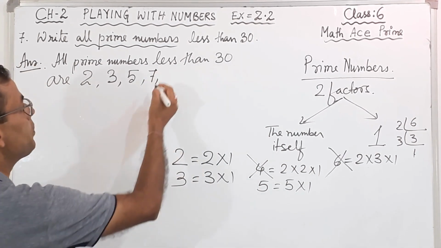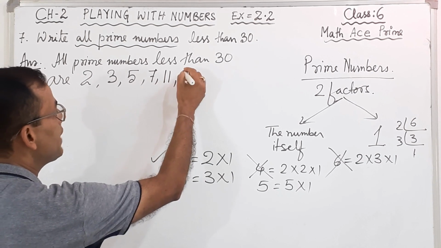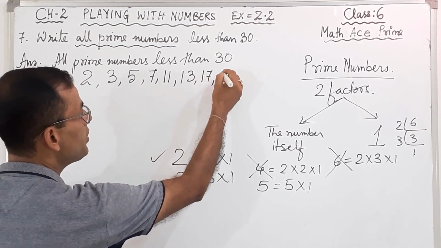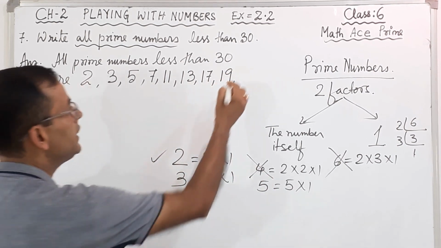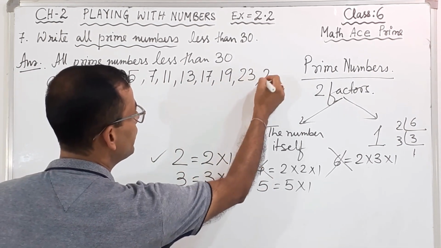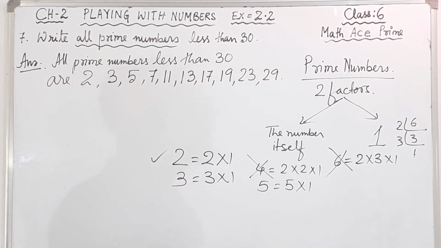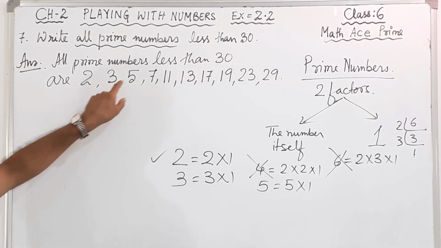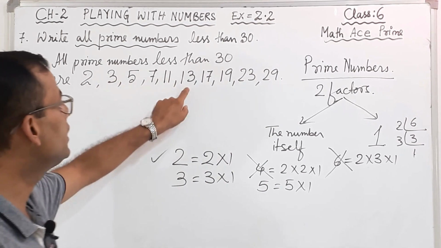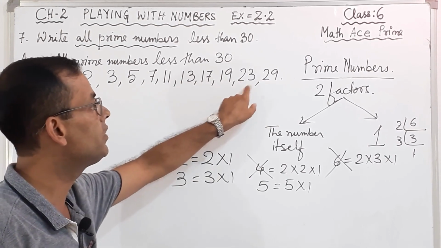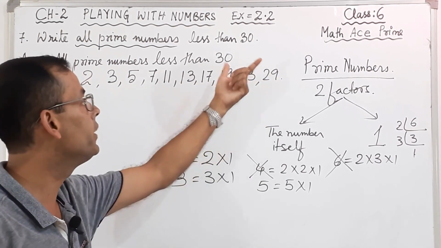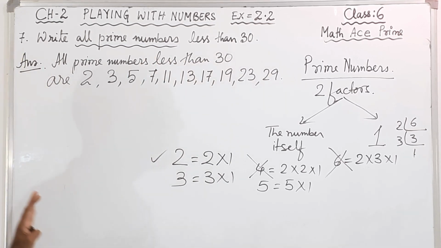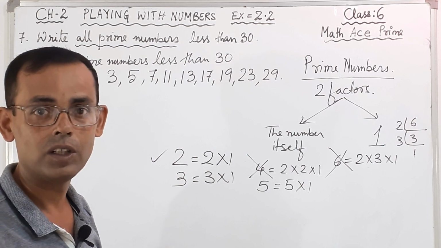After 7, which is the prime number? 11 is the prime number. Next is 13. After 13, 17. After 17, 19. After 19, 23. After 23, 29. So these are the prime numbers which are less than 30. Clear? 2, 3, 5, 7, 11, 13, 17, 19, 23 and 29, because after 29 comes 30, and they are telling less than 30. So I hope you have understood question number 7.